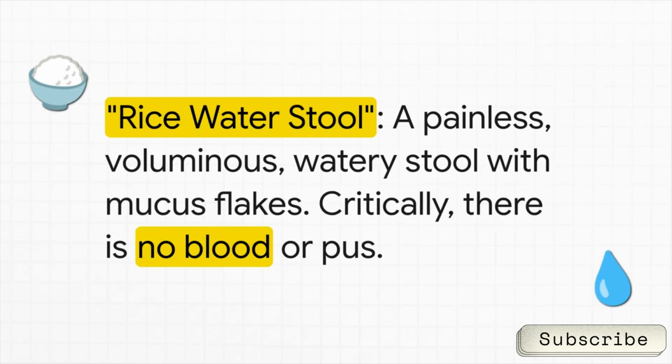And if there is one hallmark sign you take away from this, it has to be this: rice water stool. This is the classic description. It's painless, it's incredibly voluminous. We're talking liters and liters, and it has these little flecks of mucus in it that look like grains of rice floating in water. The smell is often described as fishy, but it's not offensive. And a key point: no blood, no pus.